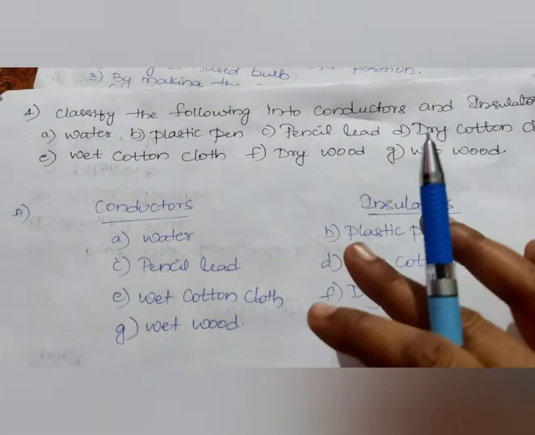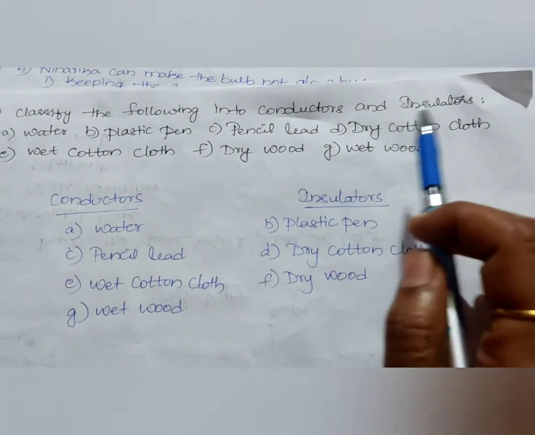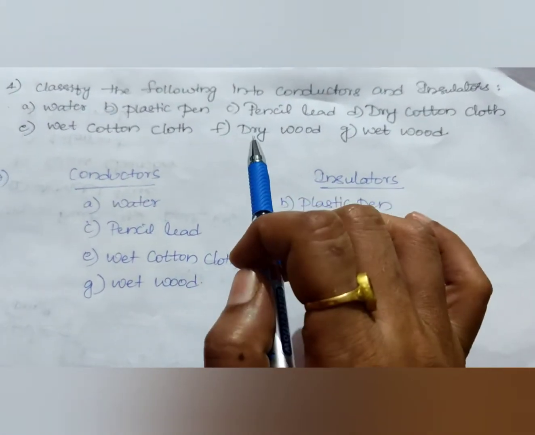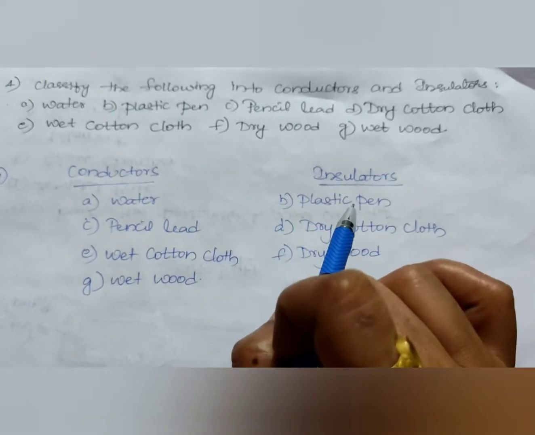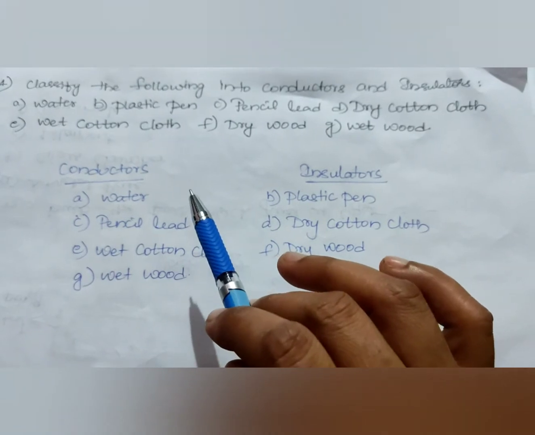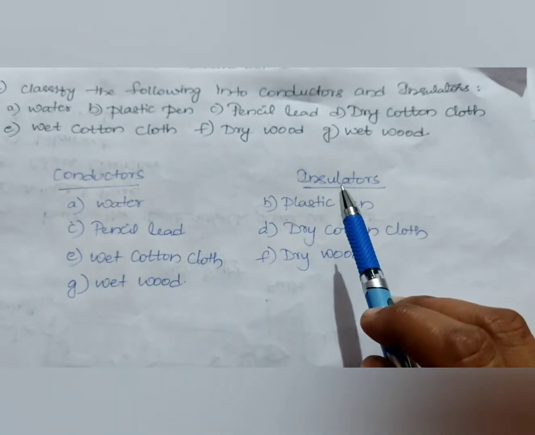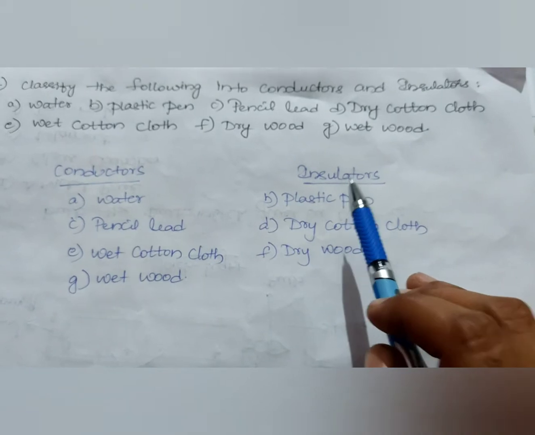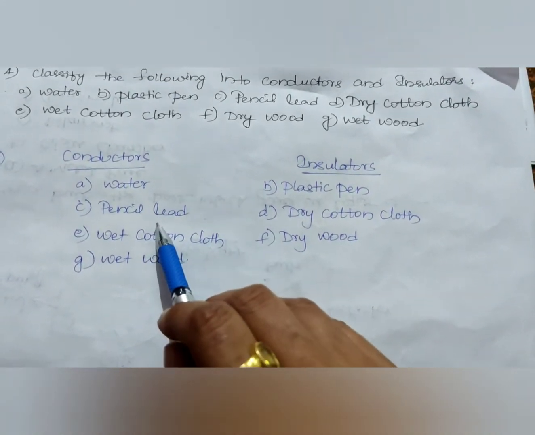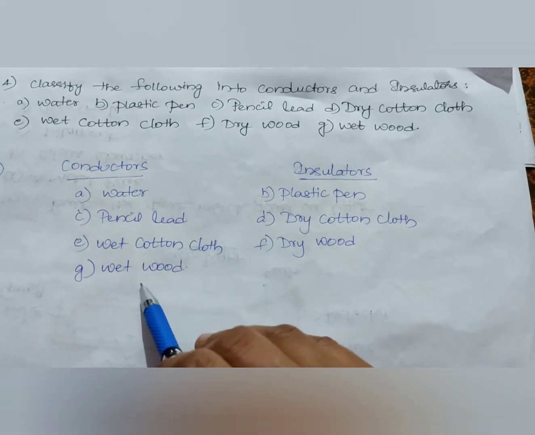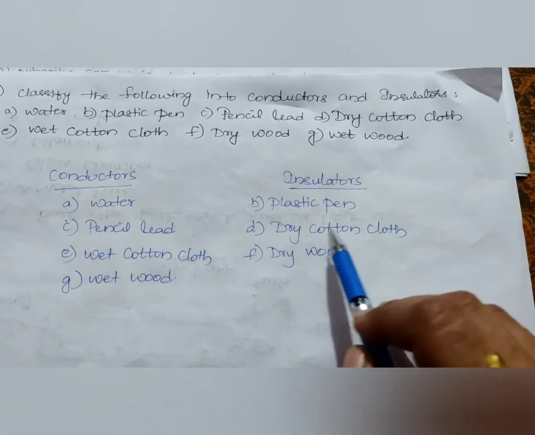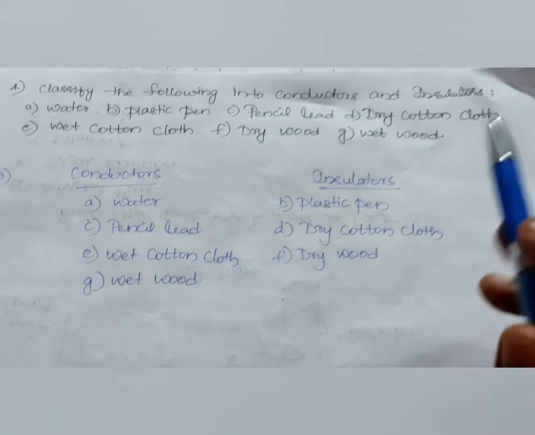Next question. Classify the following into conductors and insulators. So here are some of the things they have given. Now we will classify them into conductors and insulators. Conductors are the substances which allow electricity to flow through them, and insulators will not allow the electricity to flow through them. So here the conductors are water, pencil lead, wet cotton cloth and wet wood. Insulators are plastic pen, dry cotton cloth and dry wood.